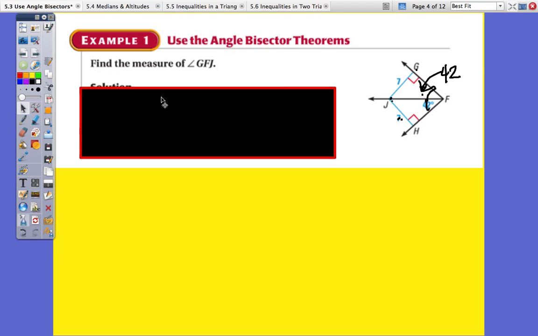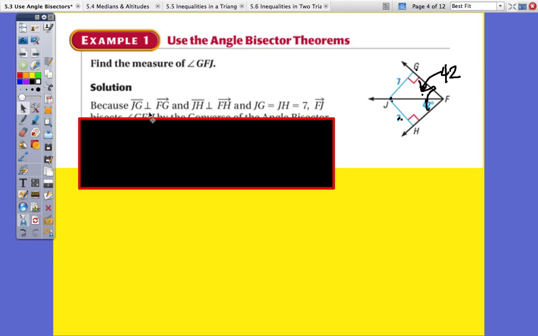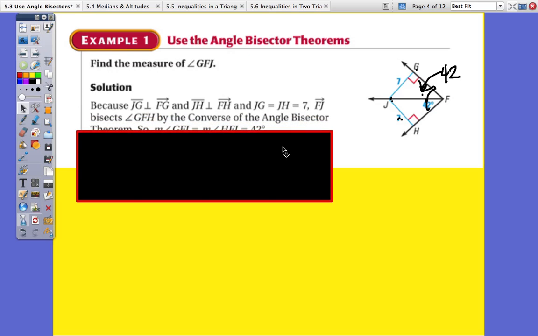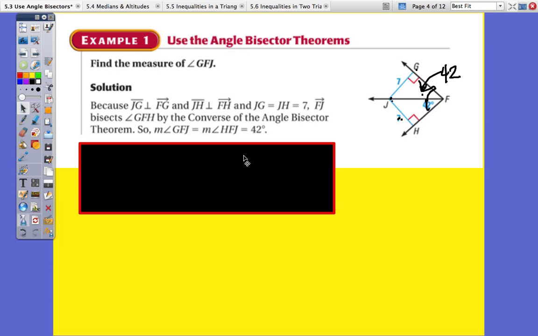Let's read that proof in paragraph 1. Because JG is perpendicular to FG, and JH is perpendicular to FH, and JG equals JH, which is 7, ray FJ bisects angle GFH by the converse of the angle bisector theorem. So the missing angle is 42 also.